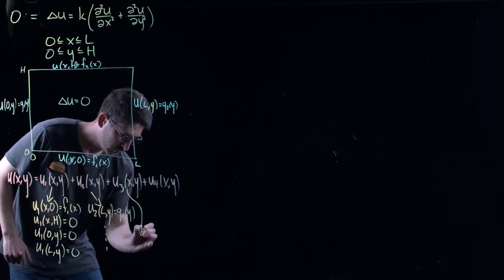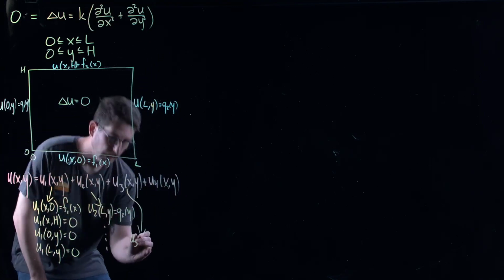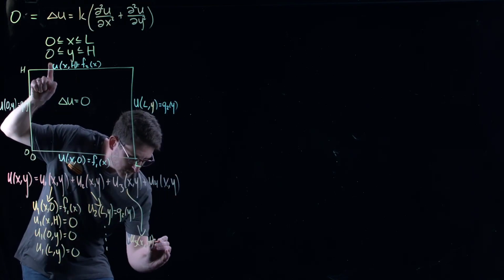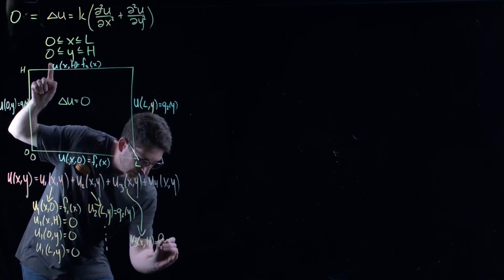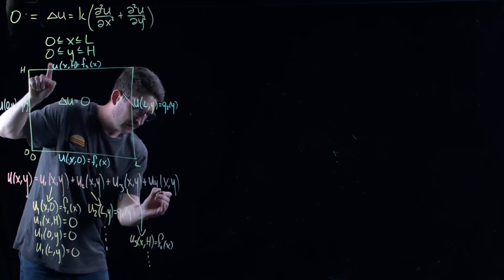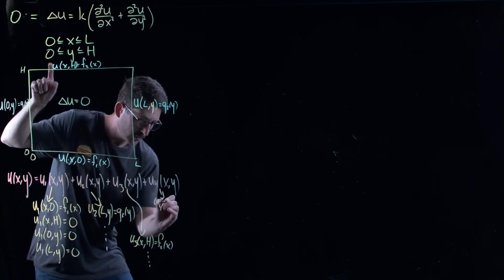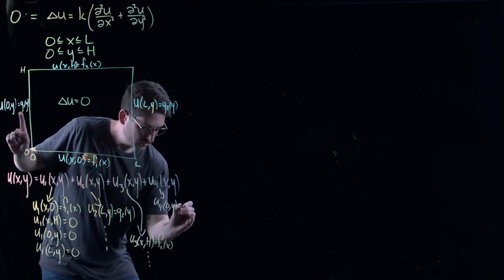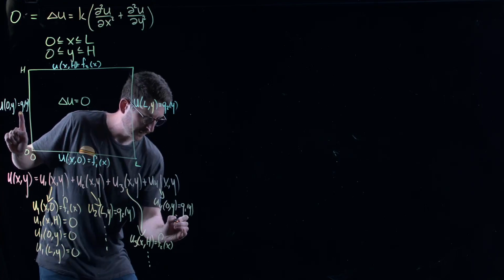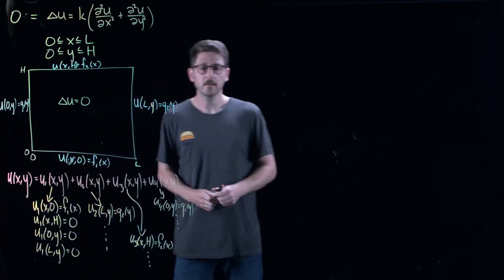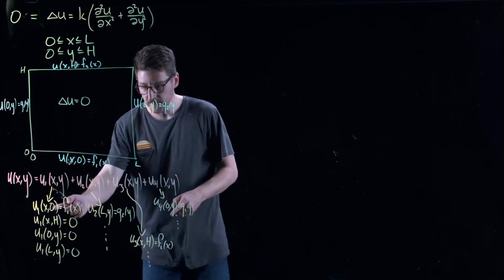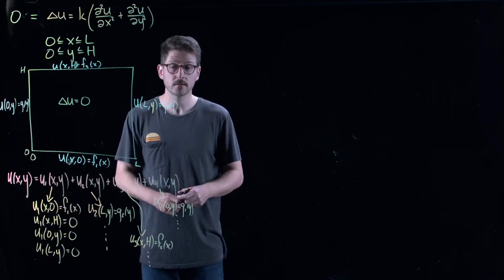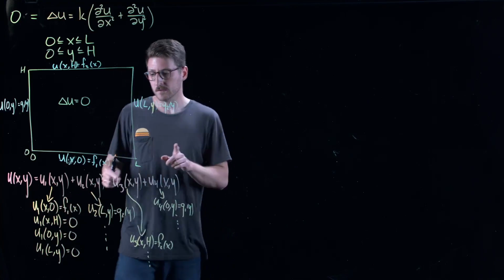Then let's do u3 of (x, h), it's going to take this boundary condition, is equal to f2 of x. And the rest of them are going to be 0. And finally, u4 of (0, y) is going to be g1 of y. And the rest will be 0. Okay? So in some sense, you can think about these as initial conditions in time with 0 boundaries everywhere else.